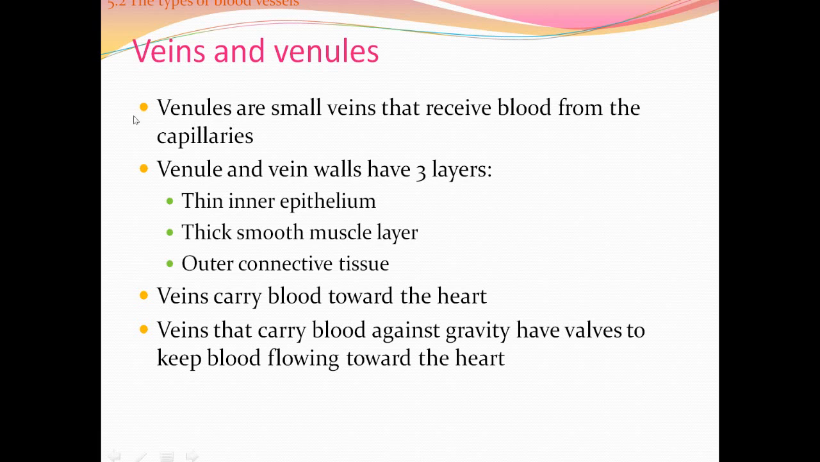Okay, so veins and venules have 3 layers. They have another thin epithelial layer. They don't have as much smooth muscle, though. They have a little bit, but it's not as much as an artery does. It says thick, smooth muscle layer, but there's less smooth muscle in a vein than there is in an artery. And then they have the connective tissue, and the connective tissue just serves to anchor it in your body. Now veins carry the blood towards your heart, so they're always carrying the blood back toward your heart.